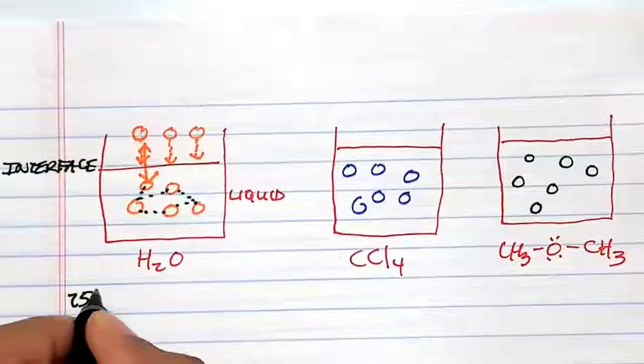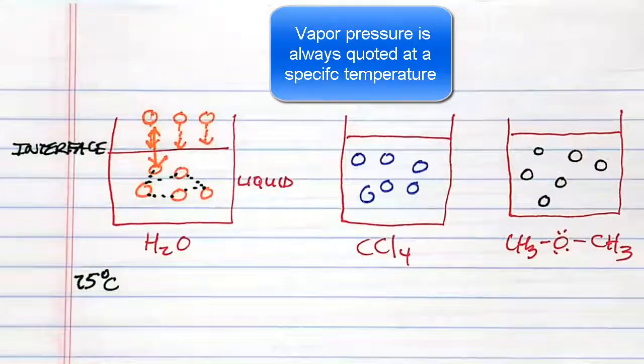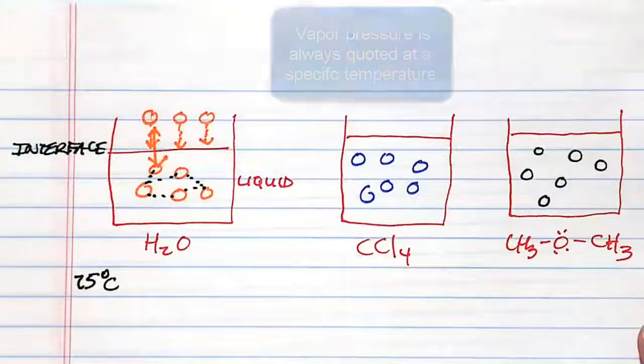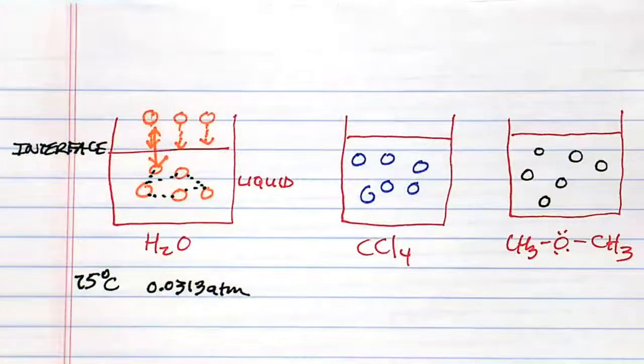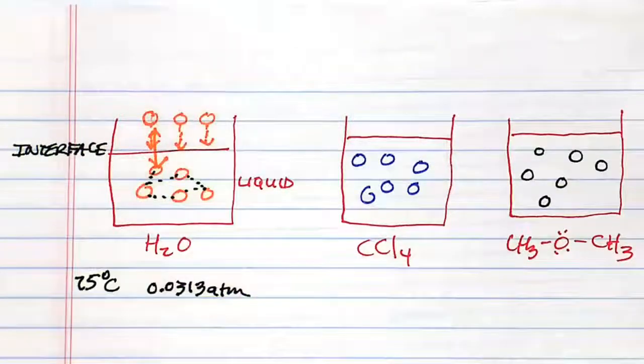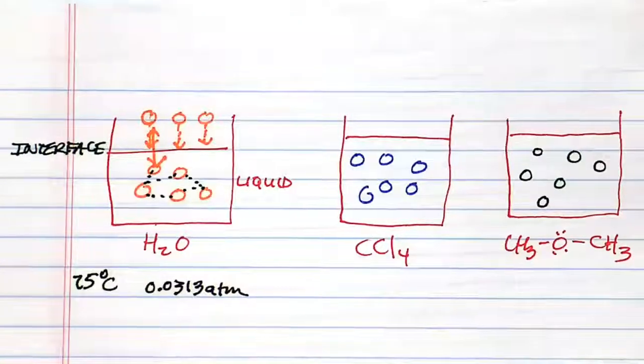So at 25 degrees C, now this vapor pressure really is a function of temperature. That's an important point to realize. As you increase the temperature, you're going to increase the motion of these molecules, and more will, quote unquote, break free. So at 25 degrees, water has a vapor pressure of 0.0313 atmospheres. So at this temperature, very little water breaks free to exert a pressure at that interface between the liquid phase and the gas phase. And probably because very little becomes a vapor, because it's very difficult to overcome that extensive hydrogen bonding. What about carbon tetrachloride?